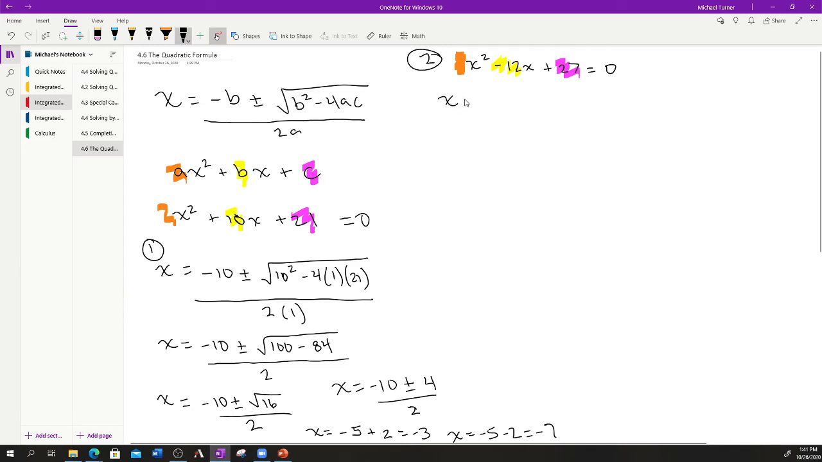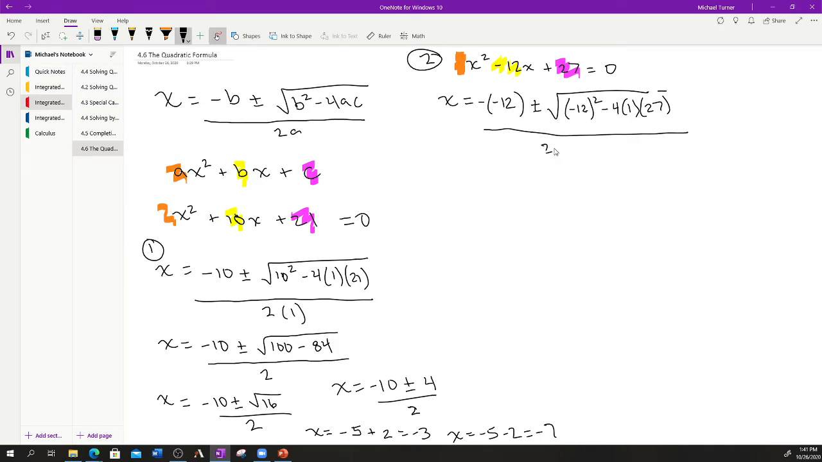I have x equals negative b. Again, you got to be careful with signs. So it's negative b. My b is already negative. So those two negatives will become a positive here in my next step. Plus or minus the square root of b squared minus 4ac. And that's all over 2a.